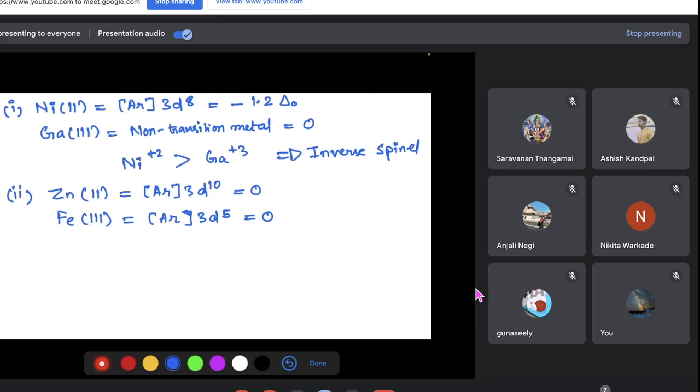Now we will go by size. Zinc has a smaller size in comparison to Fe. So zinc plus 2 will occupy the smaller void, that is the tetrahedral void here, and hence it will be a normal spinel.